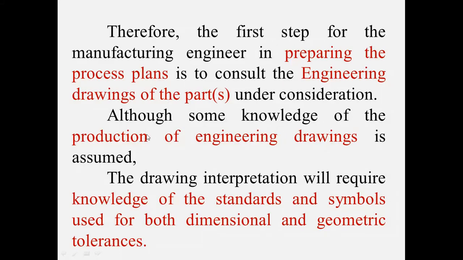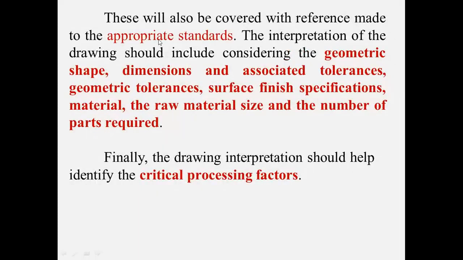Although some knowledge of the production of engineering drawings is assumed, the drawing interpretation will require knowledge of the standards and symbols used for both dimensional and geometric tolerance. So these will also be covered with reference made to the appropriate standards. The interpretation of the drawing should include considering geometric shape, dimensions and associated tolerances, geometric tolerances, surface finish specification, material, raw material size, and the number of parts required.